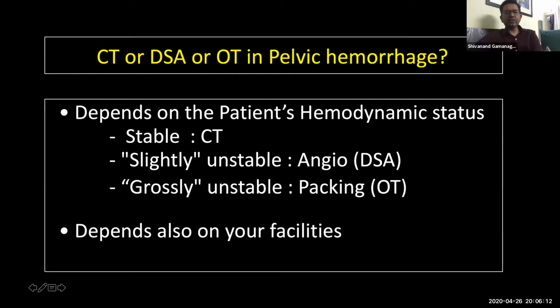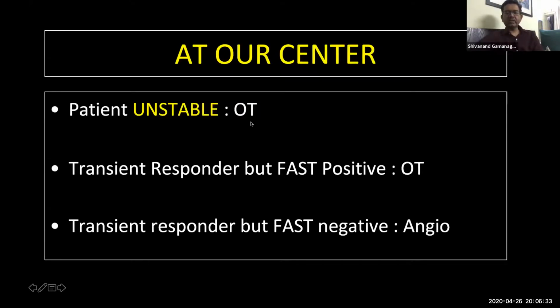Regarding whether the patient goes for CT, DSA or OT, it all depends upon the hemodynamic status. This is already discussed. A stable patient will go for CT to look for the source of bleed and associated injury. An unstable patient goes for OT, and a transient responder, if you have the facilities and availability of the IR person, goes for angioembolization. In our center, this is already discussed.